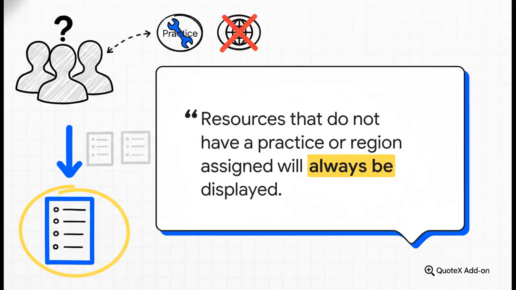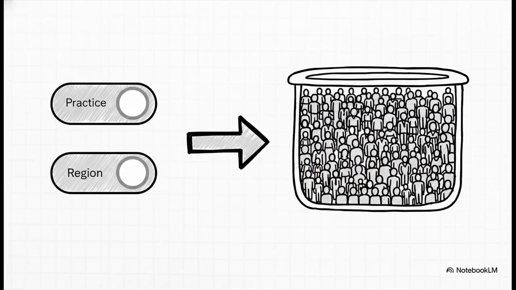Now, there is one important little rule to keep in mind. If you have some resources who haven't been assigned a practice or a region yet, they will always show up in the list, no matter what filters you apply. This just makes sure you don't accidentally lose track of anyone. And speaking of not losing anybody, what happens if you don't have any filters turned on? No problem at all. The system just defaults to showing you everyone, exactly like it does now. You only get that clean, filtered view when you actually choose to use it.